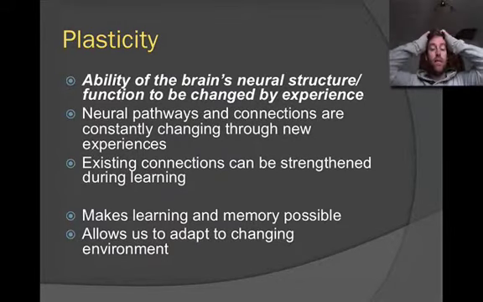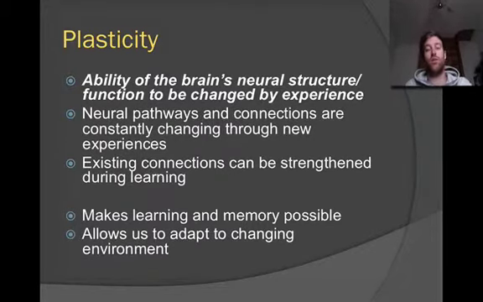This brings us to plasticity, okay, which is, I can't think of an easy way to say this apart from the brain is a bit like plastic, or a bit like Play-Doh, okay, plasticine. Basically, you can mold it, you can change it, it will adapt, and that's what we're talking about here. We're talking about adaptability. So the ability of the brain's neural structures or functions to be changed by experience. Okay, neural pathways and connections are constantly changing through new experiences.